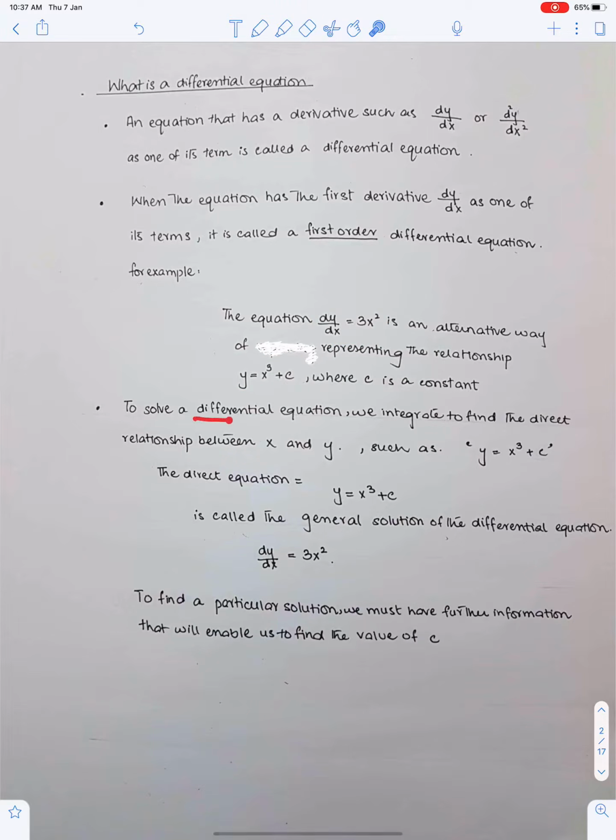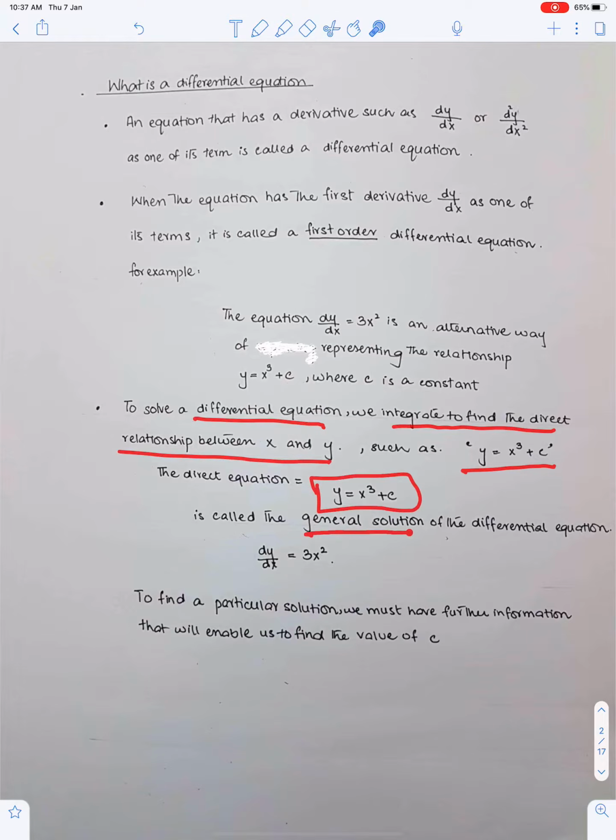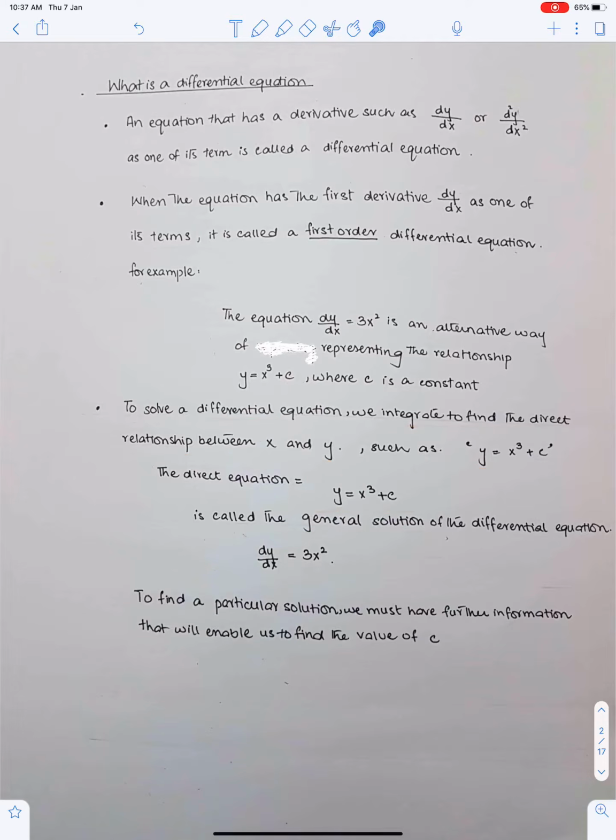To solve a differential equation, we integrate to find the direct relationship between x and y, such as y is equal to x cube plus c. The direct equation y is equal to x cube plus c is called the general solution of the differential equation. To find a particular solution, we must have further information that will enable us to find the value of c.